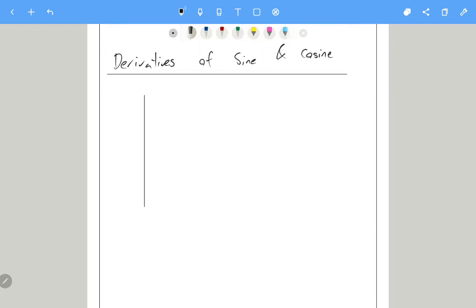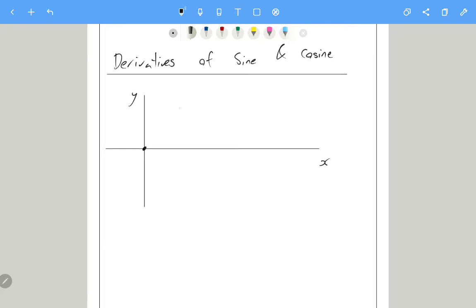So today we're going to be having a look at derivatives of trigonometric functions, in particular derivatives of sine and cosine. So that's what we're going to be having a look at today. Just as a quick recap, let's think about the sine function. Now the sine function looks something like this.